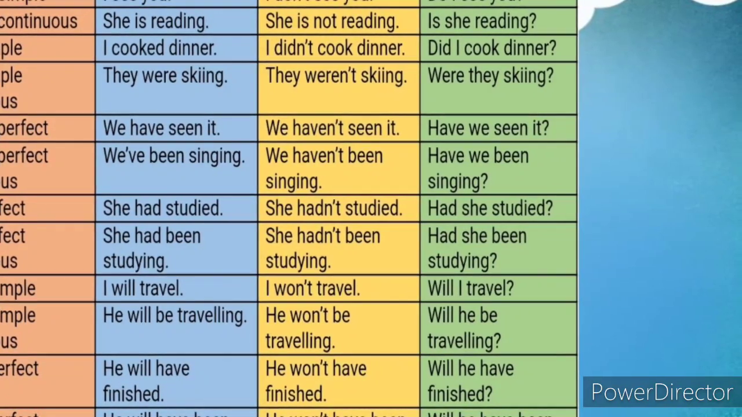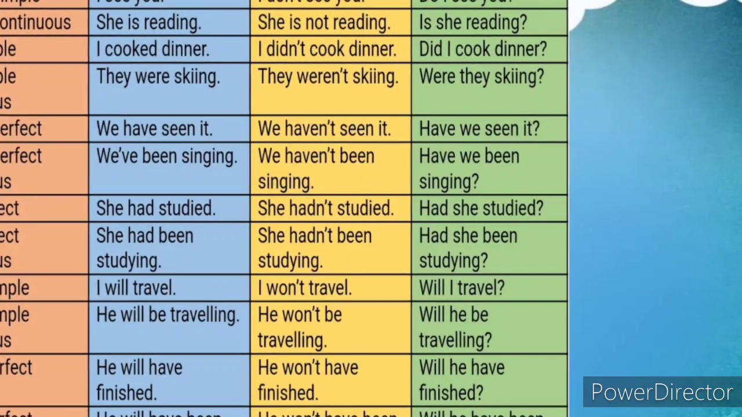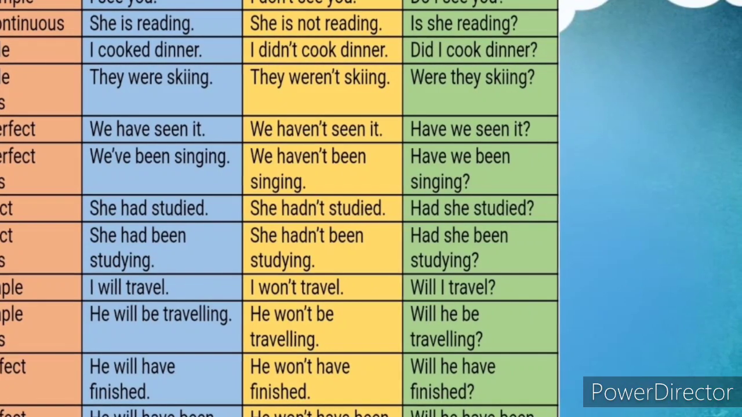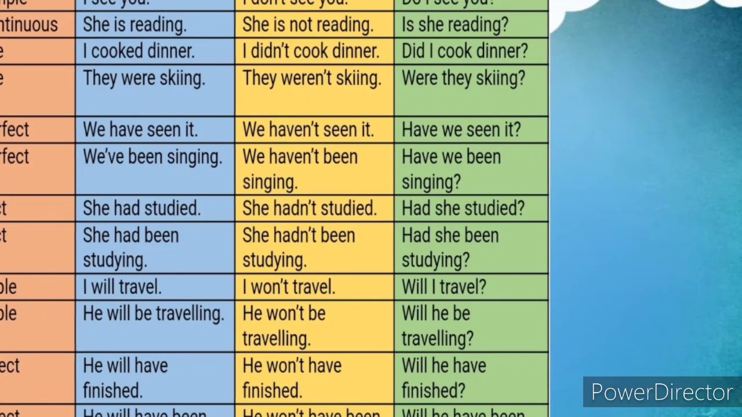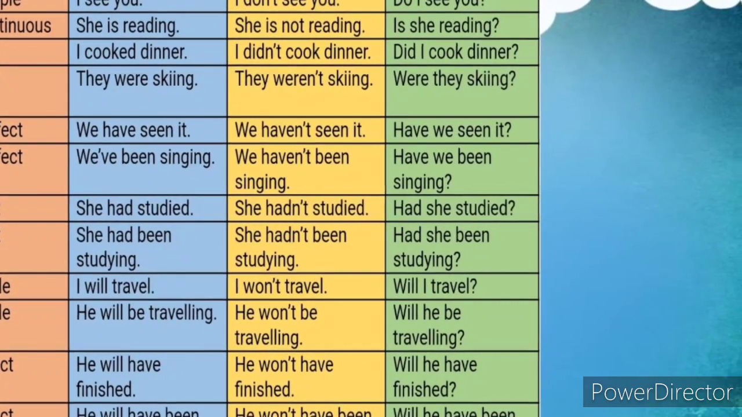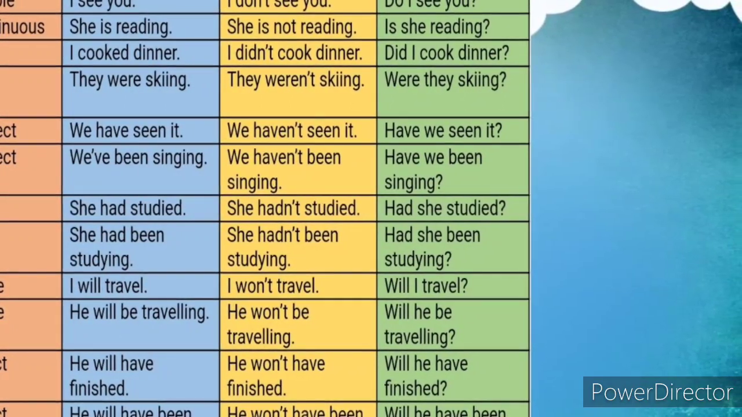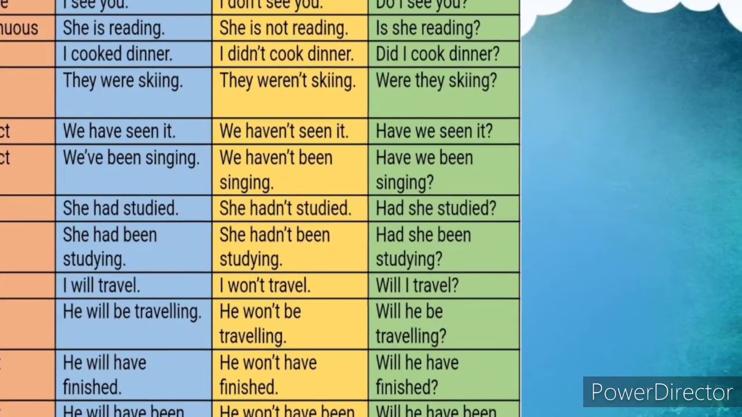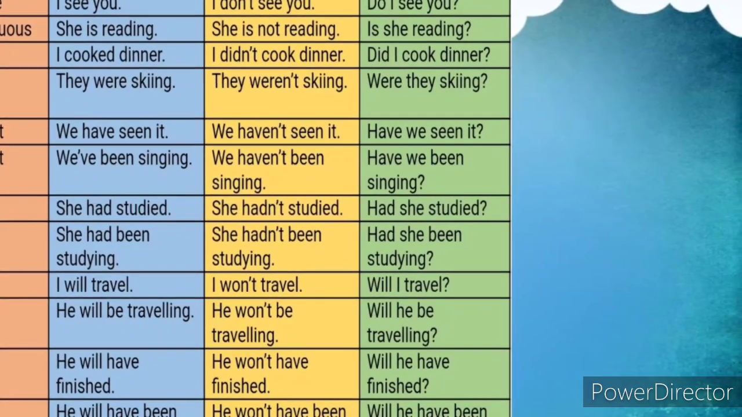In simple future, I will travel. It will become in negative, I won't travel. And in interrogative, will I travel? Future continuous, he will be traveling. He will not be traveling. Will he be traveling? Then he will have finished. He will not have finished. Will he have finished? He will have been finishing. He won't have been finishing. And have he been finishing.